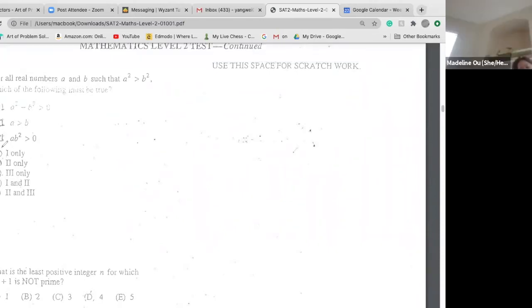A. You got A. Now let's see. For all real numbers a and b such that a squared is greater than b squared, which of the following must be true? So a squared minus b squared greater than 0. Definitely this one's true. Then a greater than b doesn't. This one you cannot guarantee because a can be negative, b can be positive. So a times b squared greater than 0, this one also wrong. Yeah, you're right. A is correct.